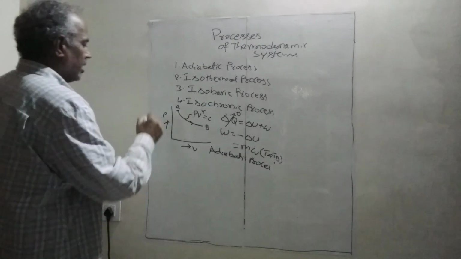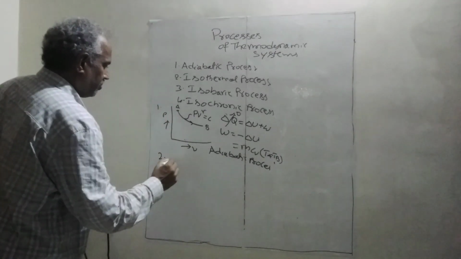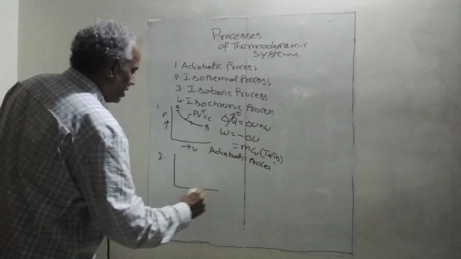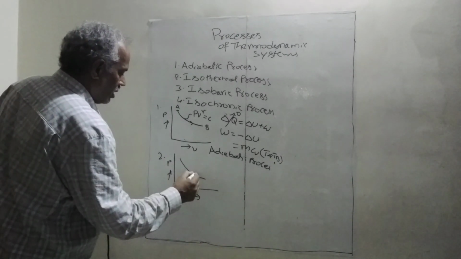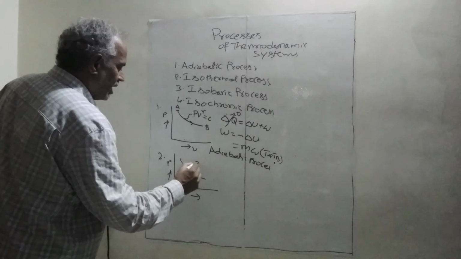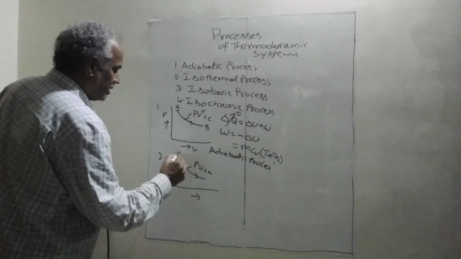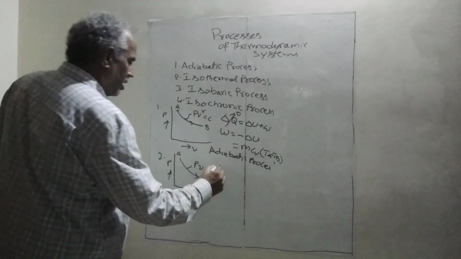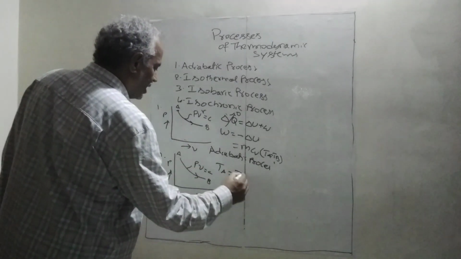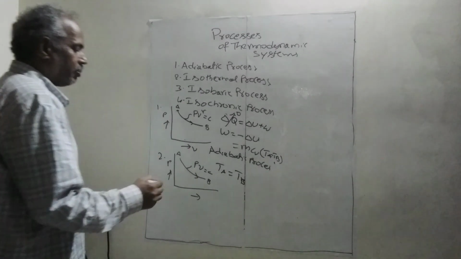Next one is isothermal process. In isothermal process, if you draw the PV diagram, PV is equal to constant. This is state A and this is state B. That means the temperature at TA will be equal to temperature at TB, and also at any intermediate point the temperature is the same.